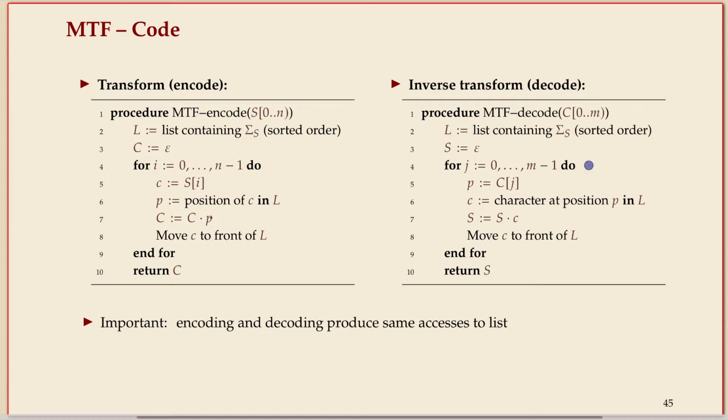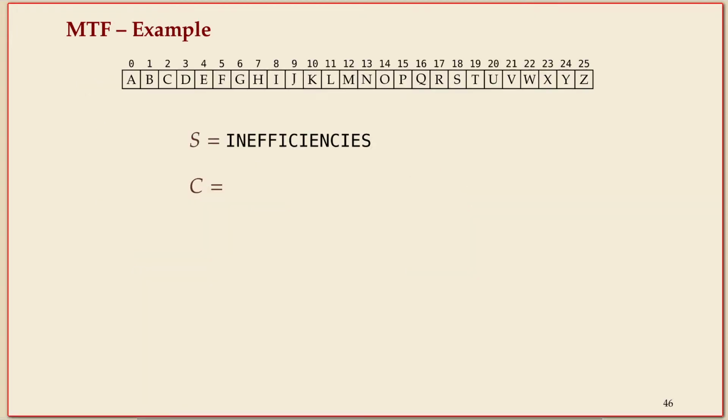For decoding, almost the same. We produce the source text, of course, not the coded text. We read one character from the coded text, and that's our position P. And we get the character by moving to position P in L. So in one you walk through the list and check what character you have, and in the other you count down the index until you find position P. But in both cases, we do the same move to front step. All right. Let's see an example for that.